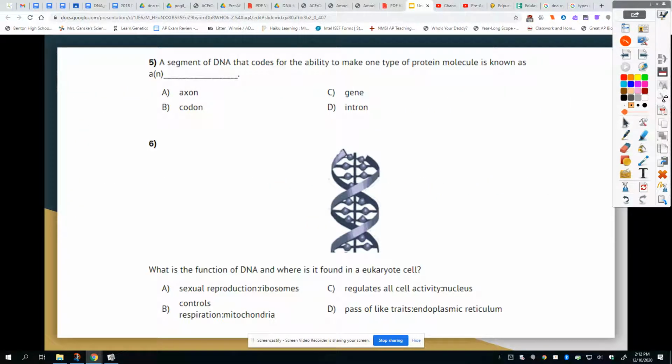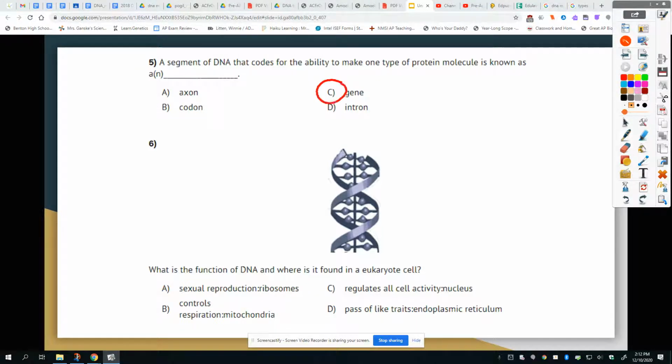A segment of DNA that codes for the ability to make one type of protein molecule is known as a gene. That's going back to what we just talked about in the previous unit. A gene is a segment of DNA that has the code for a specific protein.